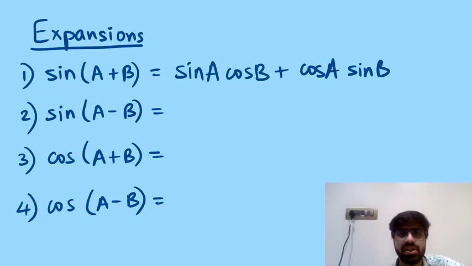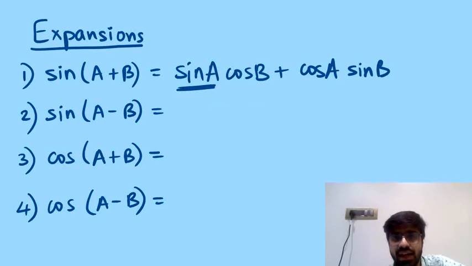A very common mistake done at very early stages: sine a cos b plus cos b sine a. Cos b sine a is the same as the first term only. So carefully check how you are writing the second term. It is sine a cos b.